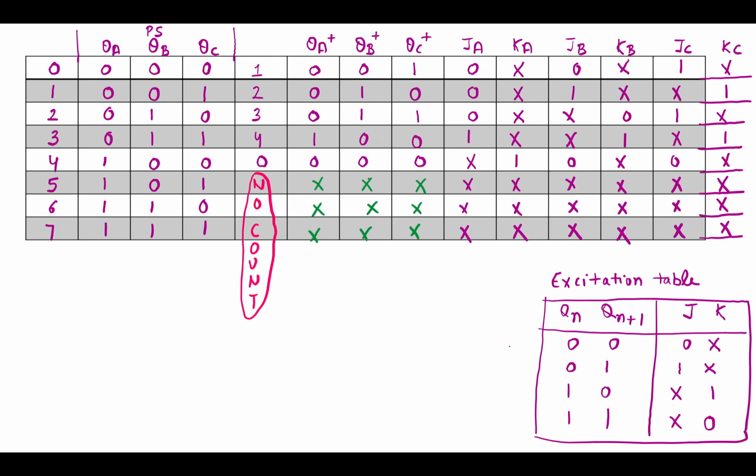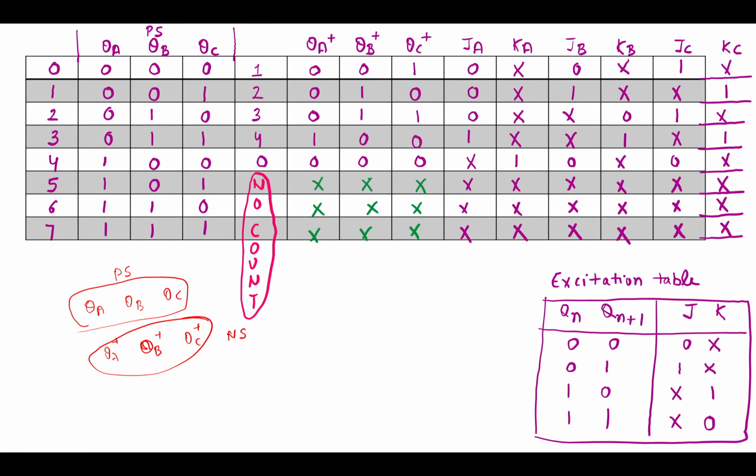So after the second step we are going to implement this table. What is this table? We know the three flip-flops mean three outputs. So the outputs are QA, QB and QC. This is known as the present state. And if I write QA plus, QB plus and QC plus, this is known as the next state.